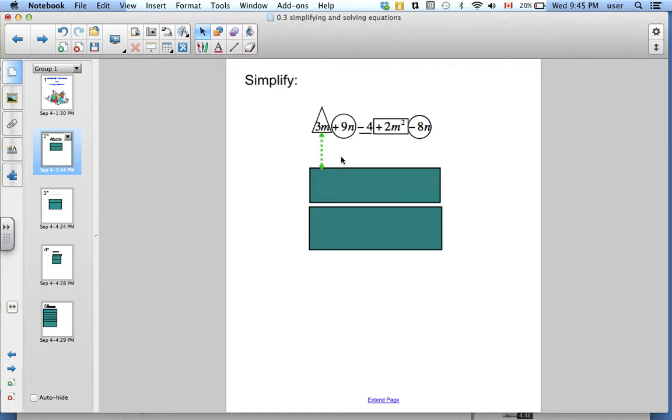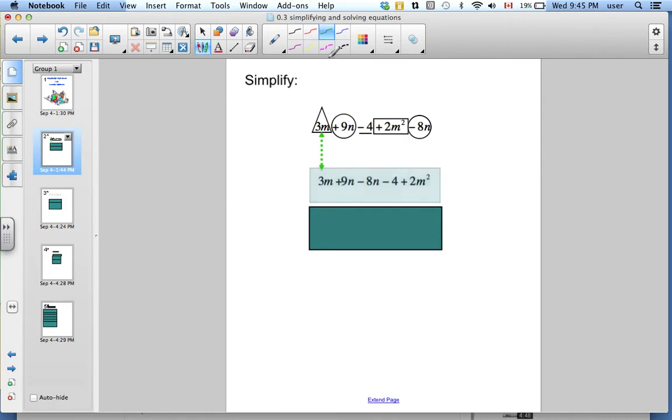The next thing we're going to look at is our positive 9n. What we have to remember is the sign, meaning positive or negative, always travels with the term. So from here, we're going to bring down our 9n with an arrow. Next thing we had with a circle, I'm going to group it together, is my negative 8n. We bring that over, negative 4, positive 2m squared. So the only things we can combine here are 9n and minus 8n.